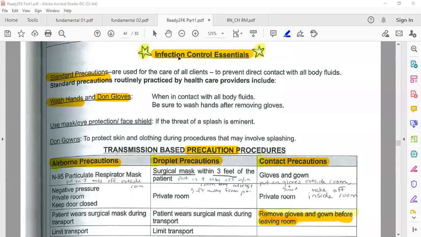So what is infection control? First of all, we have to know it. Infection control basically prevents or stops the spread of infection in a healthcare setting. So in this short note, we are going through an overview of infection, how infection spreads, and ways to prevent the spread of infection.